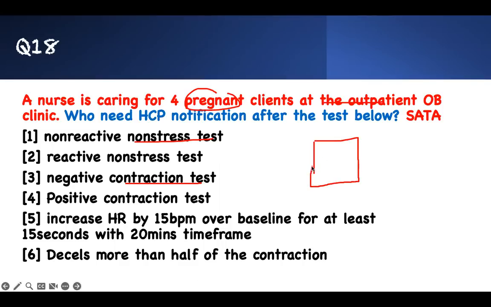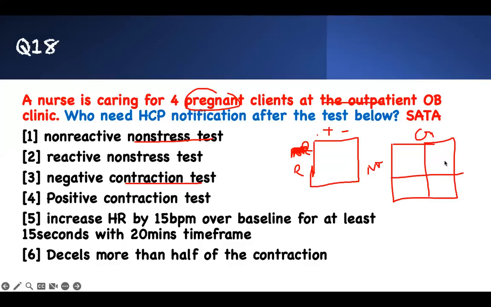I'll draw a table when you see this and put, okay, non-reactive, reactive, and do plus minus here. Okay, so what you do is, or you can do it a different way. You do non-contraction test and contraction test into 2. So I don't want plus or minus. Let me just clean that one.